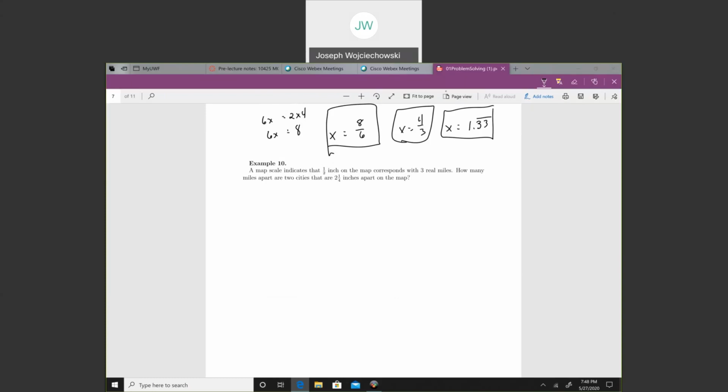Okay, another proportion equation. A map scale indicates that 1/2 inch on the map corresponds with 3 real miles. How many miles apart are two cities that are 2 1/4 inches apart? So what we may want to do here is take this 1/2 and convert it to a decimal, 0.5.